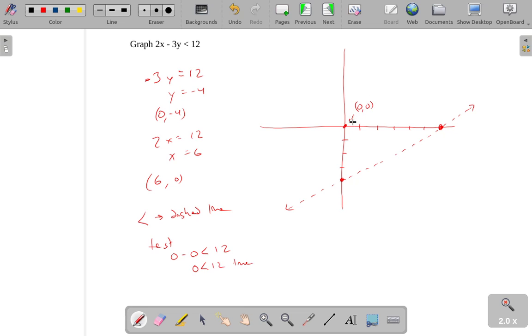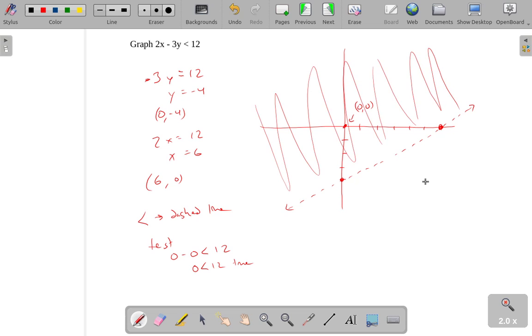That's the point I tested. I found that that point does satisfy the inequality, which means that this side of the line satisfies the inequality. So that's the side I would want to shade. There's my inequality.